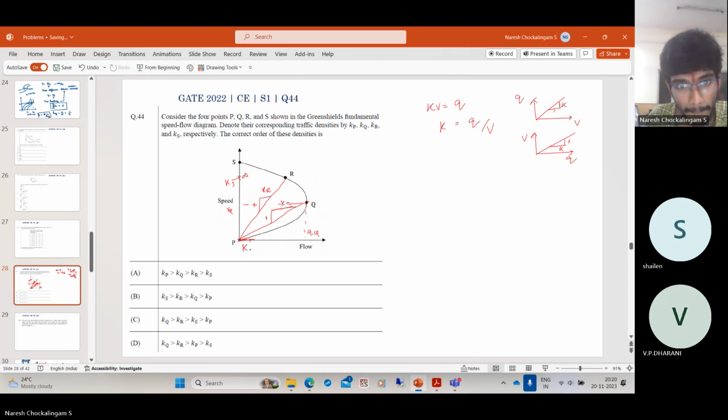So here it is flat, here it is infinity. KP is something very large. The slope is 0, so 1 by the slope is infinity. So here it is some large number, here it is something smaller, and here 1 by KS tends to infinity, so KS is 0. So the correct order is KP greater than KQ greater than KR greater than KS. So that is it.